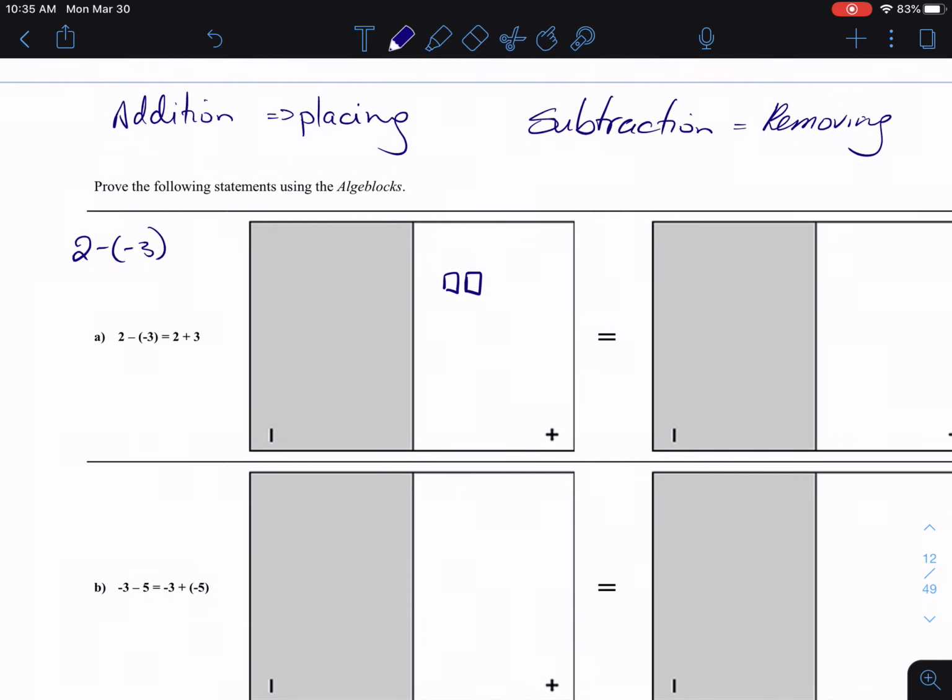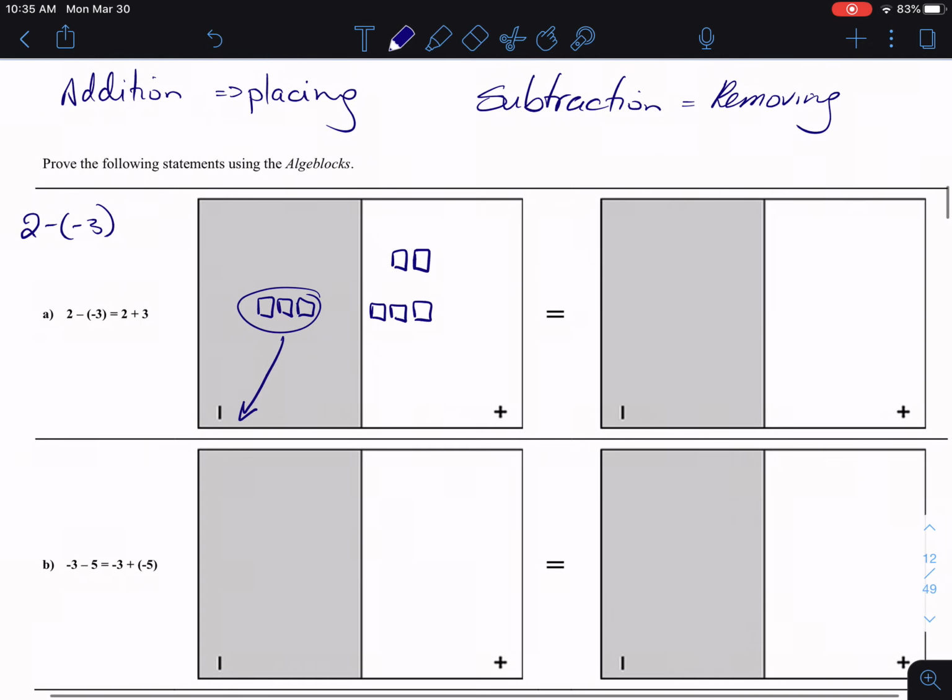So if we were to model the 2 minus a -3 here, then we would have to say, well, I am going to add 3 zero pairs. I'm going to place 3 zero pairs so that I can remove -3. So that would be 5. So does that make sense? So what we did was we actually placed the zero pairs and then we removed the -3.